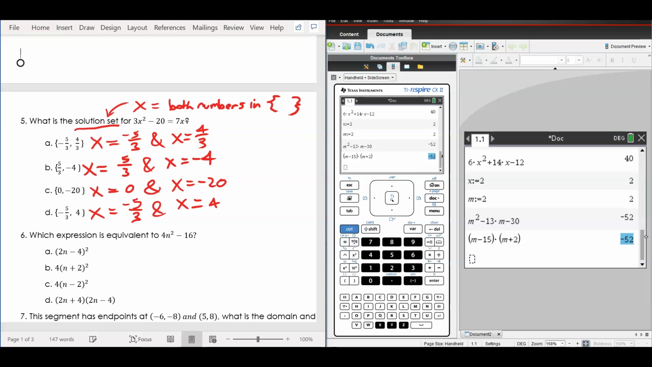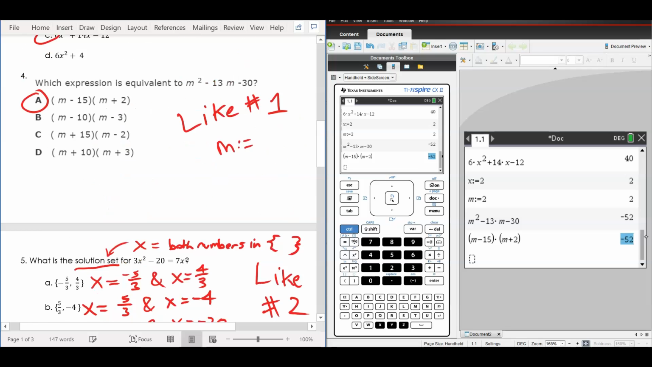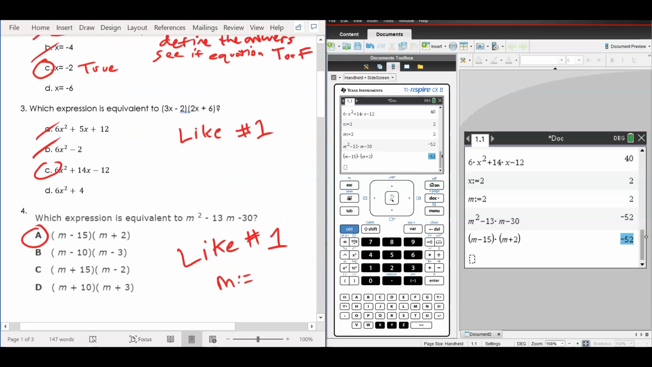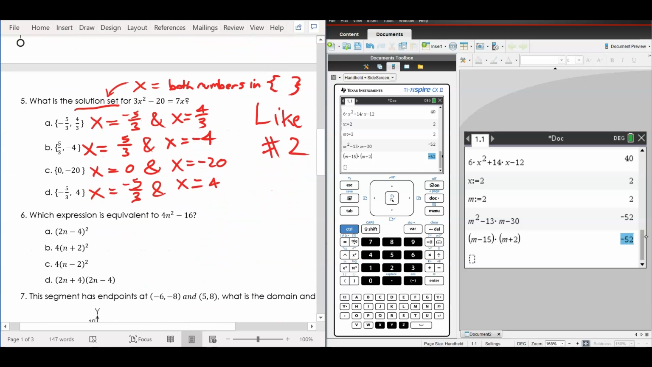All right. So this one is like number 2. Okay, if you remember number 2, you are working backwards. You're defining the answers to see if the equation is true or false. So let's do this. Okay, x is defined as, and I'm going to use that fraction -5/3.